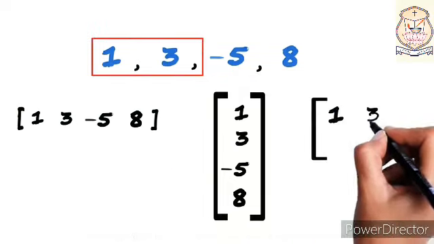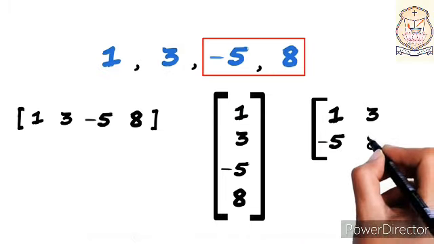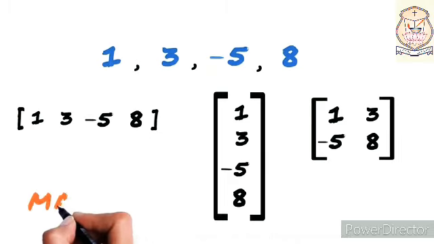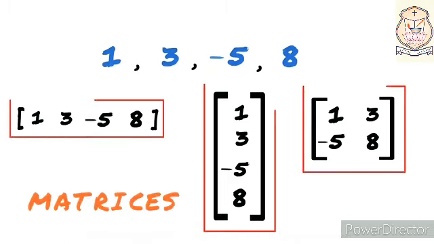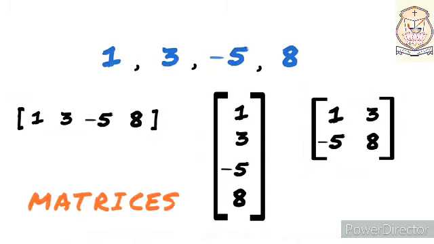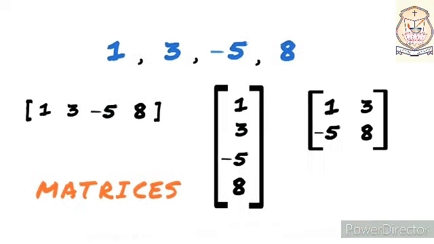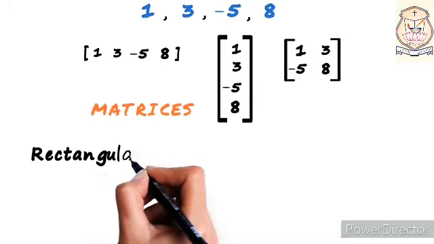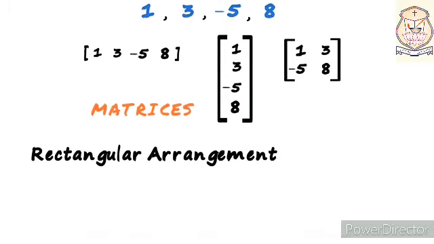There's another way in which we can write the 4 numbers. The first 2 numbers in the first row and the last 2 numbers in the second row. All these 3 things you see here are called matrices. Each of these is a matrix, just an arrangement of rows and columns. But how do we properly define it? We can say that a matrix is a rectangular arrangement. But a rectangular arrangement of what? It can be anything. Numbers, letters, other characters, anything.